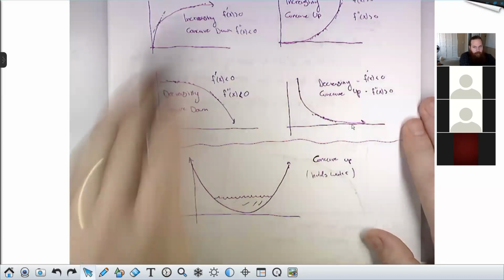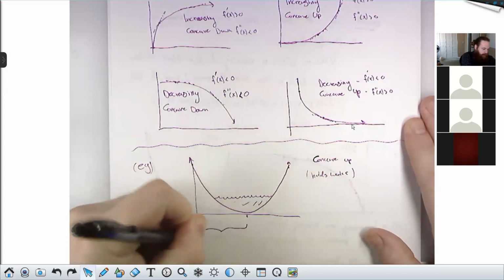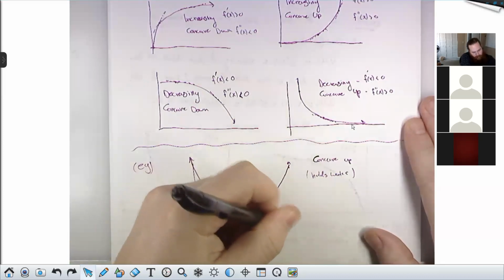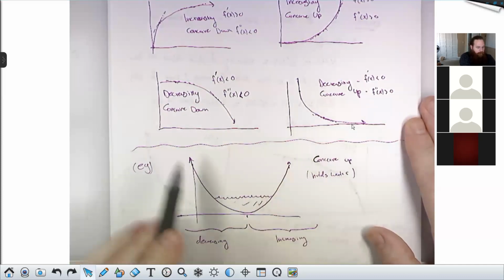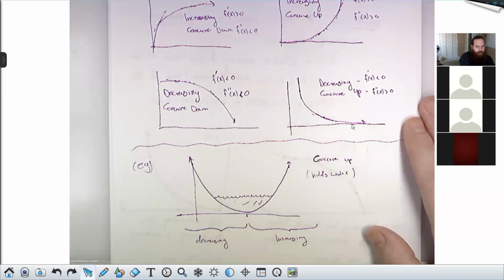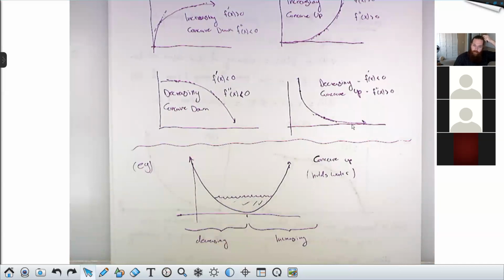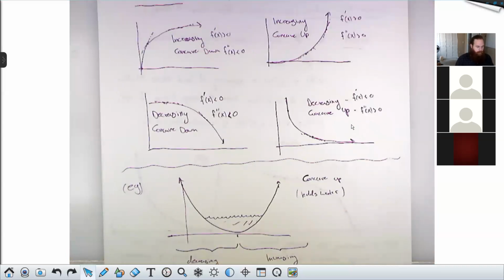I can't use him as an example for one of these four things because he's decreasing over here. And he's increasing over here. So I wanted to separate the four behaviors in the last one. But he's everywhere concave up. And that's what I mean by he would hold water. And if you flipped him upside down, then water would run off the back. And that would be concave down. Now, a point where concavity changes is called an inflection point.